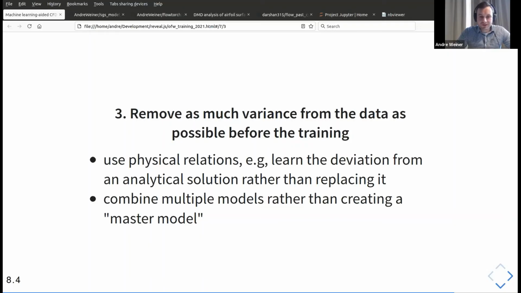And another trick that often makes learning much easier is to combine multiple models instead of trying to learn the master model directly. Combining means that you can decompose your domain spatially, or you can also make this model combination in the temporal sense, to have models that act at different times, just to give you one example.